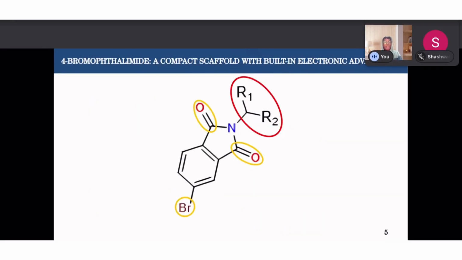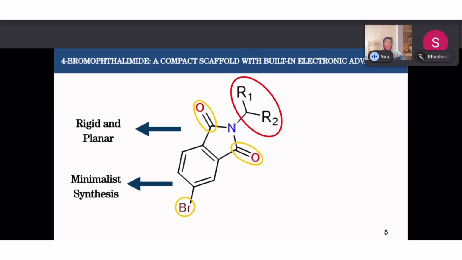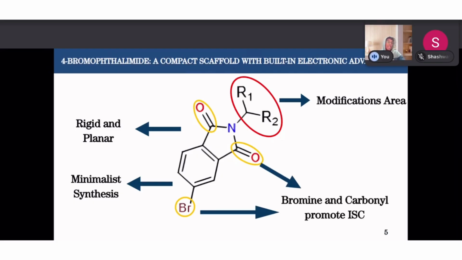To answer this limitation, we tried to suggest this particular simple compound called 4-bromophthalimide, which we hypothesize will have good phosphorescent behavior and has promising characteristics for photoluminescence study. We are suggesting this because this particular compound is rigid and planar and it's very simple and thus requires a very minimalistic synthesis pathway. Also, we have modification sites on the N-substitution by which we can tweak and fine-tune the emissions involved in the photoluminescence.